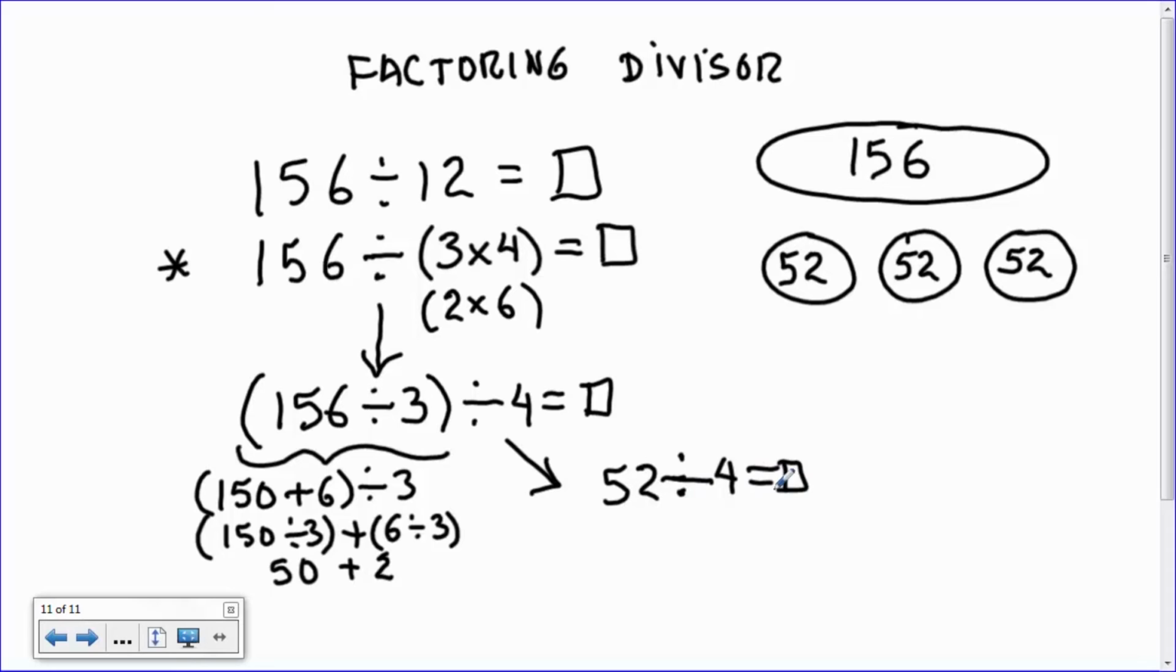Okay, and I want to know what that is. Again, I could use dividend decomposition to do this, and I think I will, because I can take the 52 and say, well, that's 40 plus 12, and I can divide that by 4. And I'm going to do this without formally writing it down. So 4 goes into 40 10 times, and 4 goes into 12 3 times.